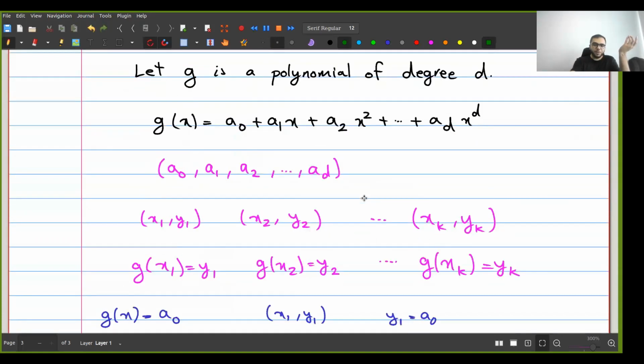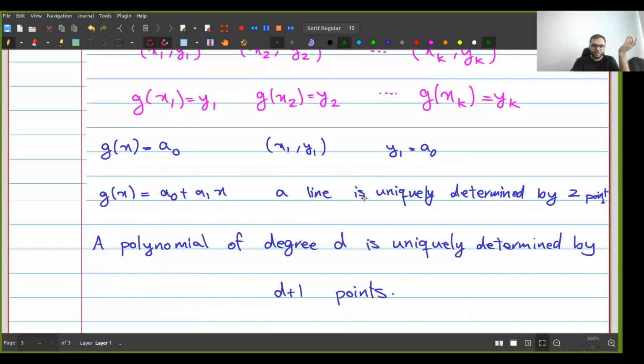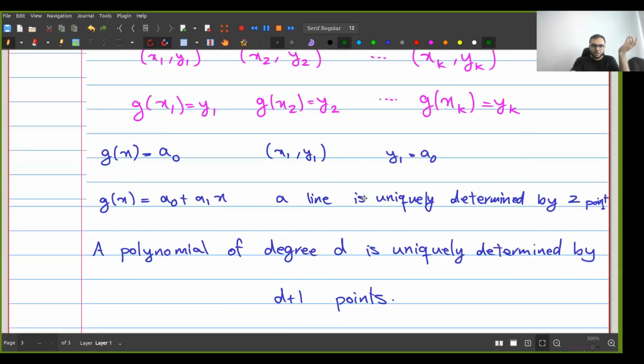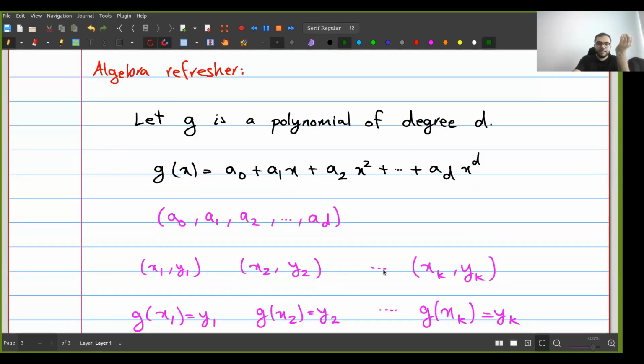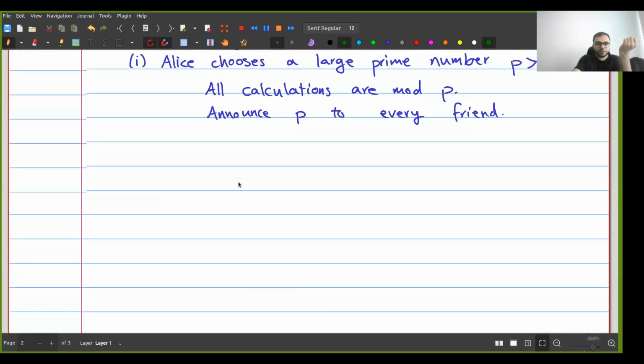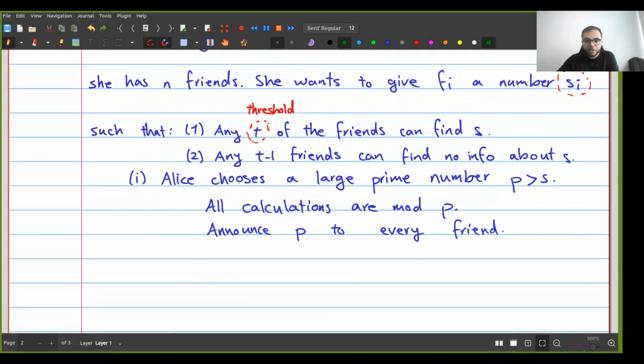So this reminds me of this part, right? So if my secret, instead of just being a number, was a polynomial of degree d, then given any d plus 1 points of it, I could find the polynomial. But if I were given only d points of it, I could not find the polynomial. So this is what I'm going to do here. So I want to say that any t of my friends can find S.